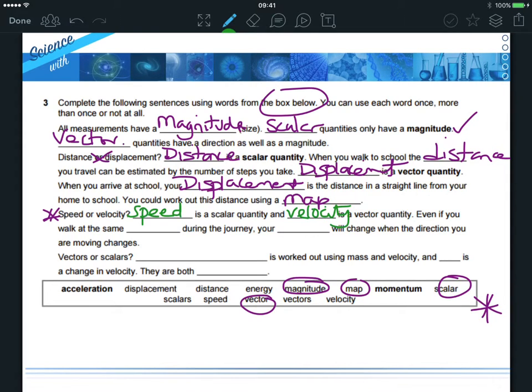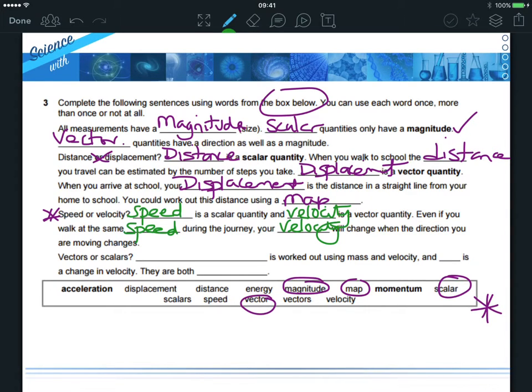Even if you walk at the same speed during a journey, your velocity will change when the direction you are moving changes. So we might be going at 15 meters per second north, and then the road bends and we're going at 15 meters per second south. We're still at 15 meters per second, but the velocity has changed.